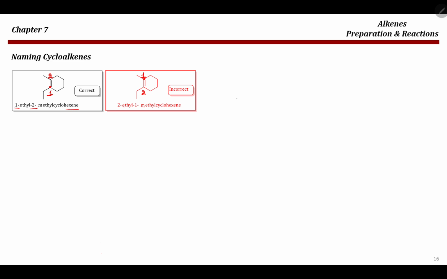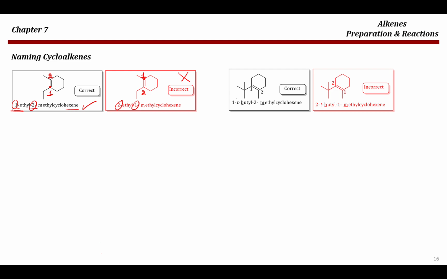Since we ended up with the same numbers, which are 1 and 2 in both cases, whenever you end up with the same numbers, then you have to use the alphabetical order rule, which states that the group which is written first according to alphabetical order should be given the smallest possible number. That's why this is an incorrect way for naming this compound, and this is the correct way for naming this compound. Because ethyl is written first, that's why it's given number 1, and methyl is written second, and it's given number 2. Let's take another example.